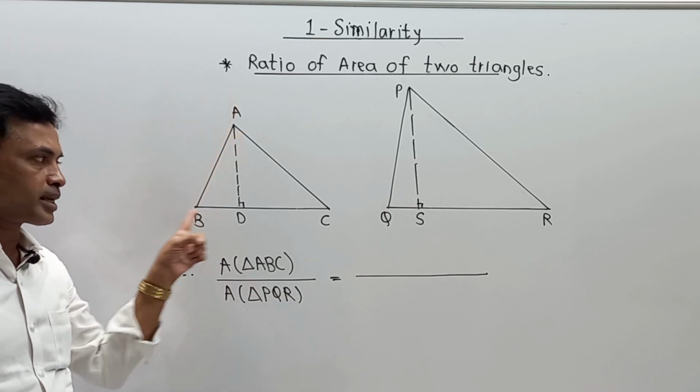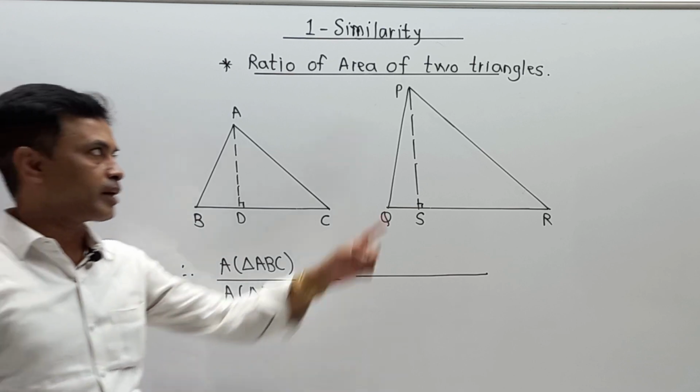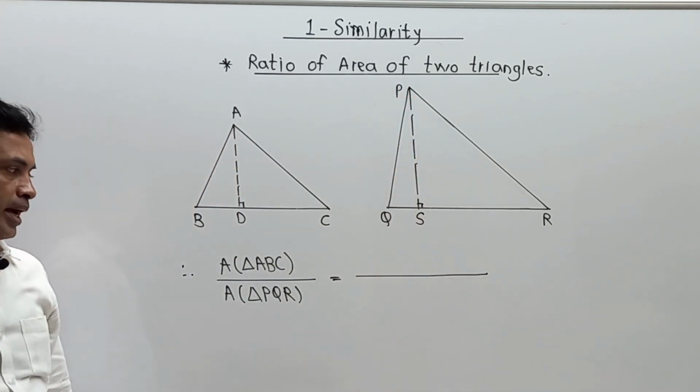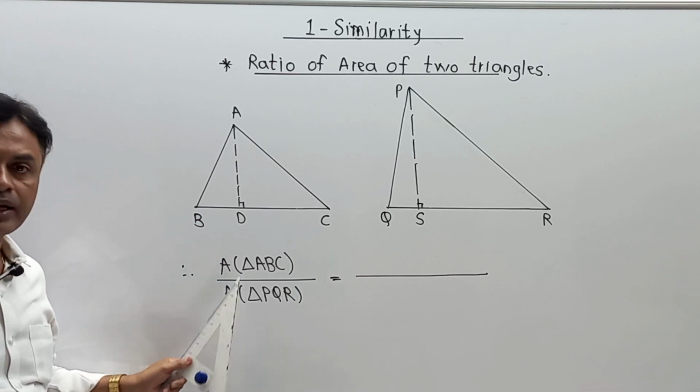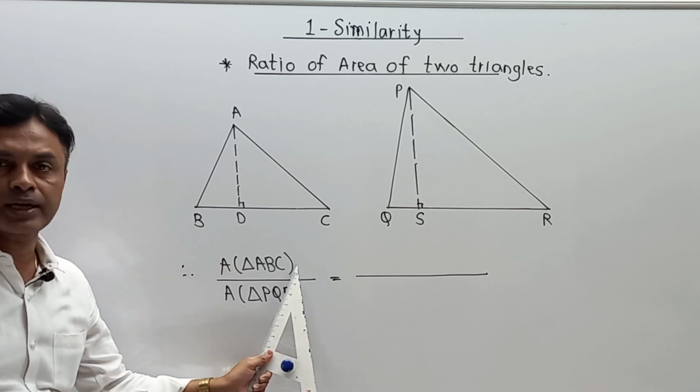For the first triangle, that is ABC, now AD is a perpendicular, meaning height, and for triangle PQR, PS is the height. As per the part, area of triangle ABC upon area of triangle PQR. Now according to the formula, area of triangle ABC.